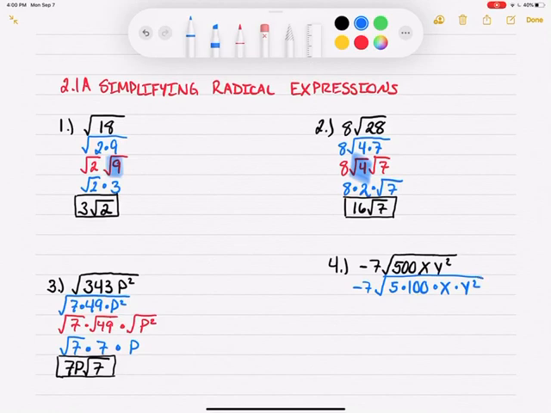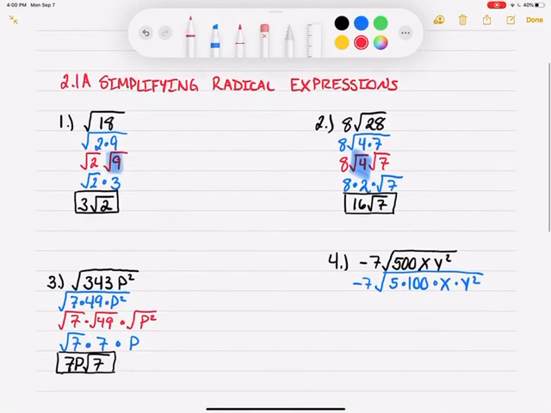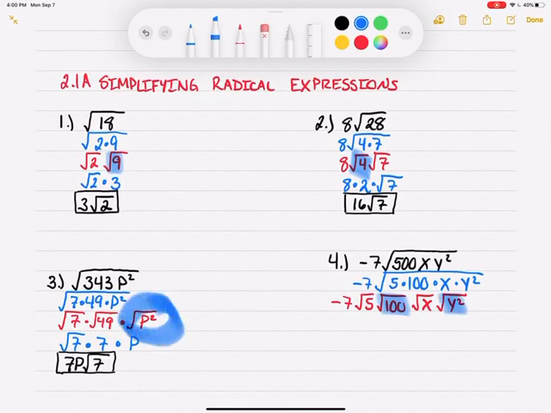And I'm just going to go ahead and break everything down into its own radical. Negative 7 times the square root of 5 times the square root of 100 times the square root of x times the square root of y squared. So the things I can take the square root of are the 100 and the y squared. Remember we talked about the square root of p squared is p, so the square root of y squared is going to be y, right? So I'm just going to take those square roots.